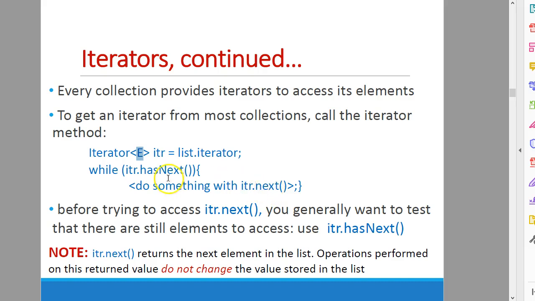And be careful, I'll mention this later, but you only want to call iter.next once, because if you call it multiple times, it's just like in the scanner. You're actually going to pull multiple items. You're going to move down that list, and you're never going to be able to get back to the previous item.